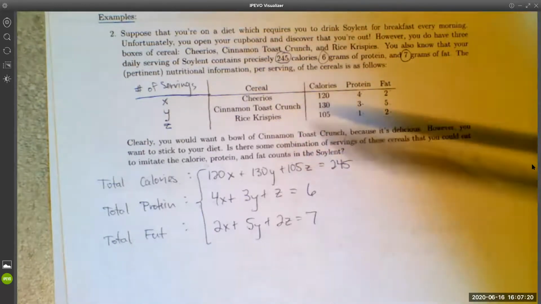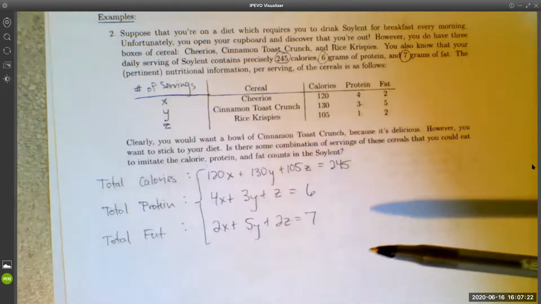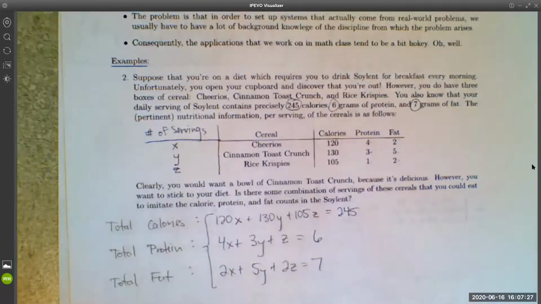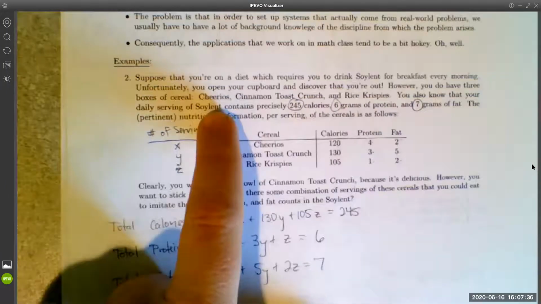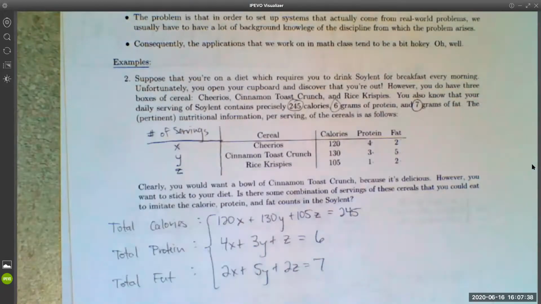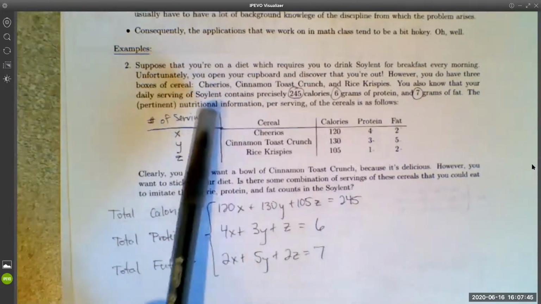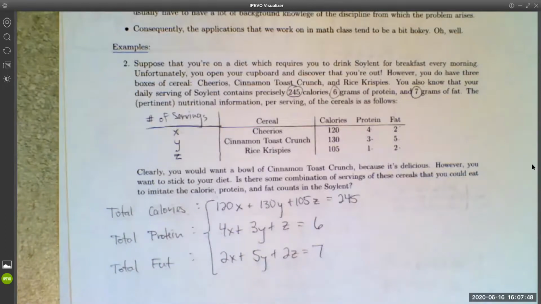combination of cereals to eat that would mimic your consumption of Soylent, which in my mind is like, why eat the Soylent then? Eat the cereal, it's better. Actually, Soylent's not that bad. I've had Soylent before. It kind of tastes like Cheerios, to be honest. It tastes like crushed up Cheerios or something. But anyway, I'm guessing that Soylent probably has some other stuff, vitamins and minerals, that you don't get from the breakfast cereal, which is why it's maybe advantageous to eat Soylent.